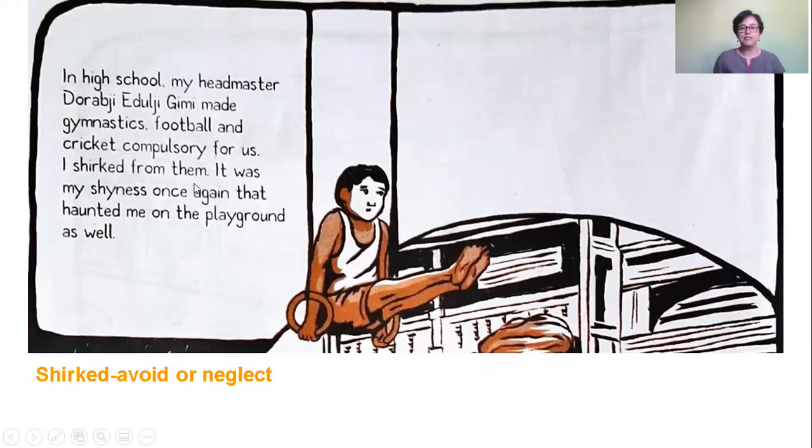Why? Gandhiji did not like to play games because it was my shyness once again that haunted me on the playground as well. If you remember what we did in the first part of the lesson, Gandhi was very shy. He was so shy that he did not want to even talk to his classmates or schoolmates. So here's more proof that he was too shy. He was so shy that he did not want to go to the playground and play these games that were actually compulsory.